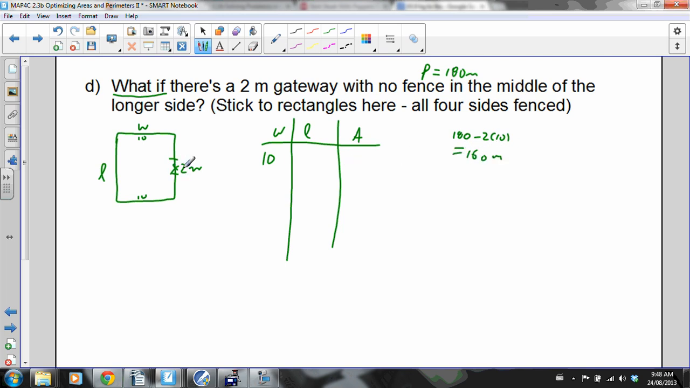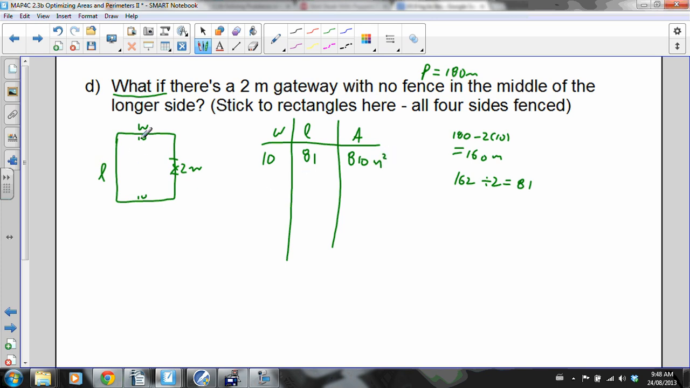But notice, I've also got these 2 meters for the gateway to work with. So it's kind of like, instead of 160 meters of fence, I kind of have 160 plus 2, right? Because one of the lengths is going to have an extra 2 meters. So essentially, I'm going to go 162 and then divide that in half to figure out how much fence goes on either side. That's 81. And then I multiply that.